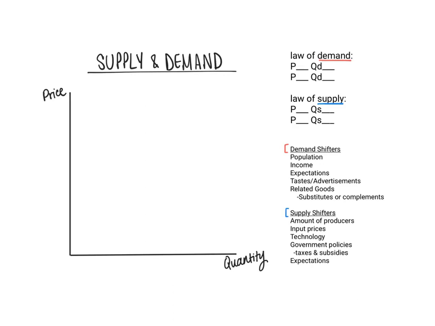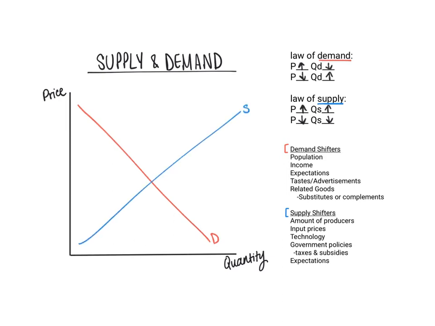The law of demand states that as price goes up, quantity demanded goes down, and as price goes down, quantity demanded goes up. That results in a downward sloping curve that looks like this. The law of supply is the opposite. When price goes up, quantity supplied also goes up, and as price goes down, quantity supplied will go down. That will result in an upward sloping curve like this.